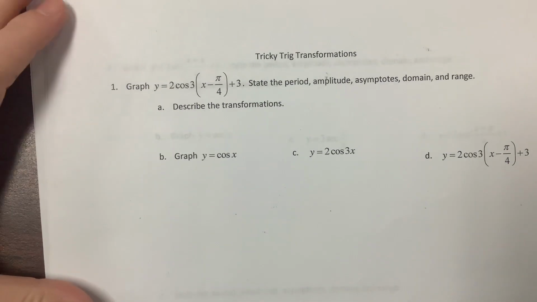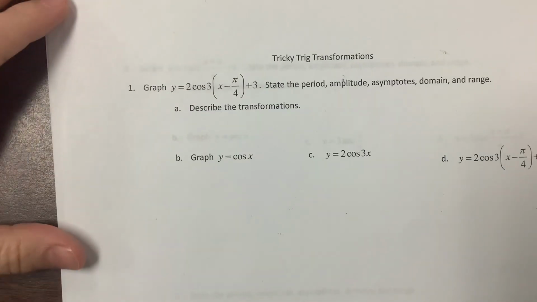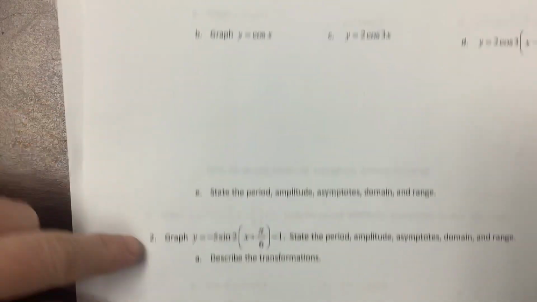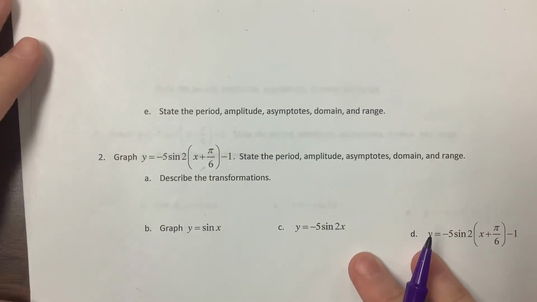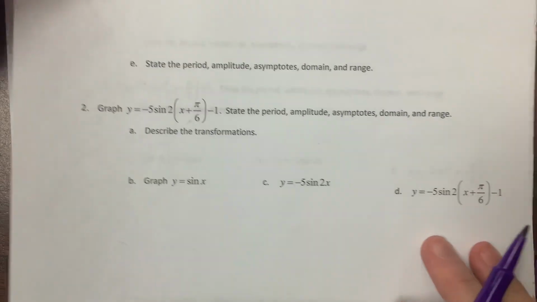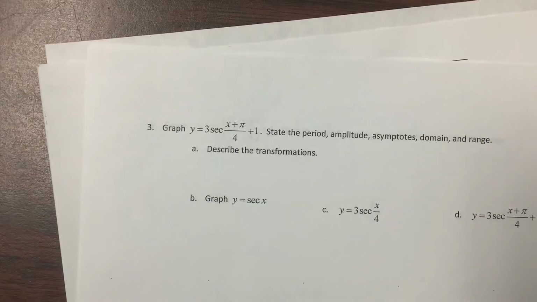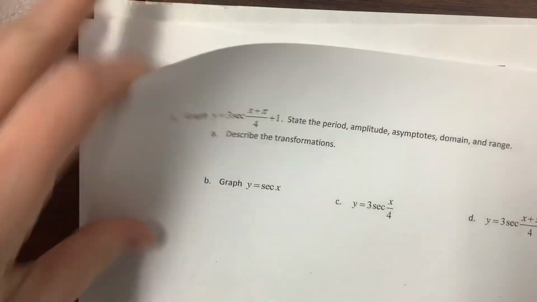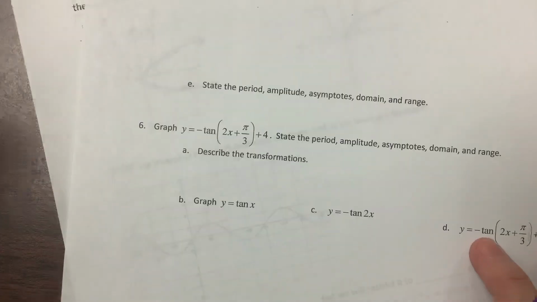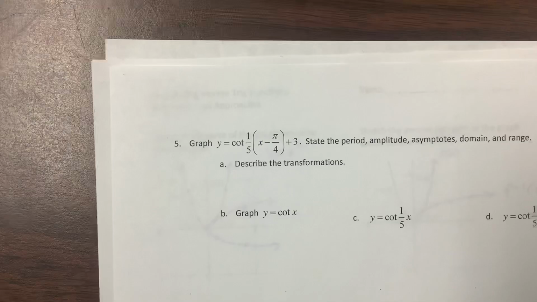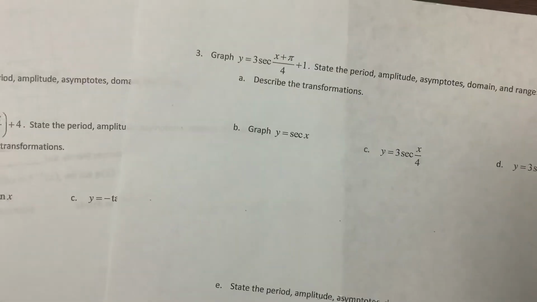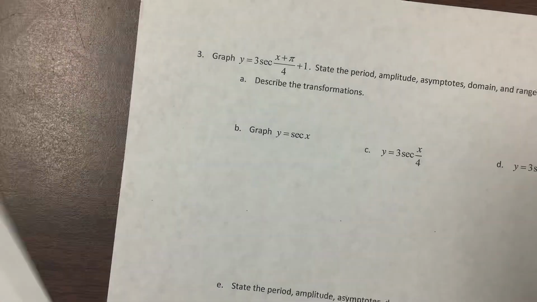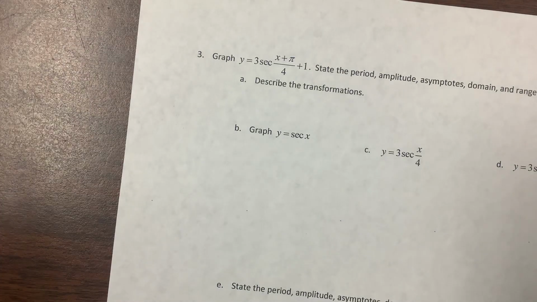So on this packet, there's 6 questions, one of each type. So we've got cosine, we've got a sine problem, then we've got a secant and a cosecant, followed by a tangent and a cotangent. I want to begin with one of the secant or cosecant ones because I think they get to be the most complicated. So let me think about this for a second.